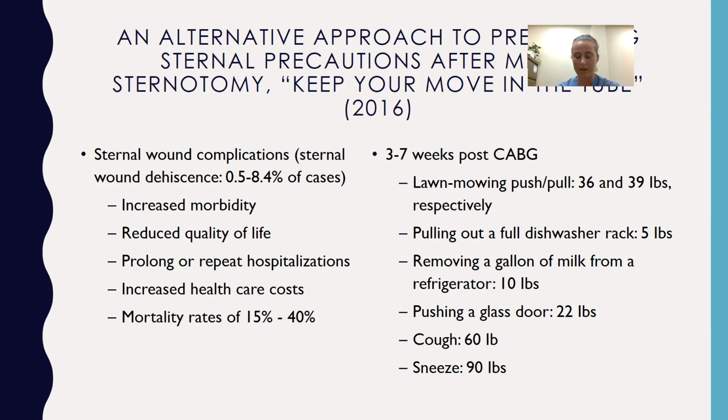So they did a study with patients 3 to 7 weeks post-CABG, and they assessed how much force was put on the sternum during everyday activities, such as mowing the lawn or pulling a dishwasher rack out, lifting a gallon of milk or pushing a door. And what they found is a lot of these daily activities are actually putting more force on the sternum than our traditional sternal precautions of not pushing, pulling, or lifting anything greater than 10 pounds.